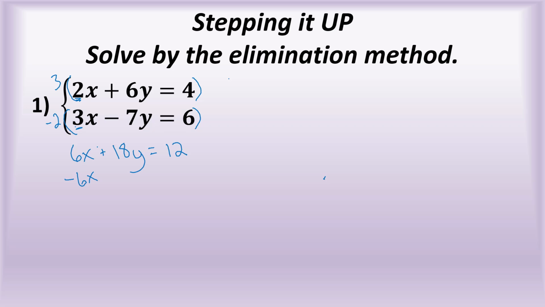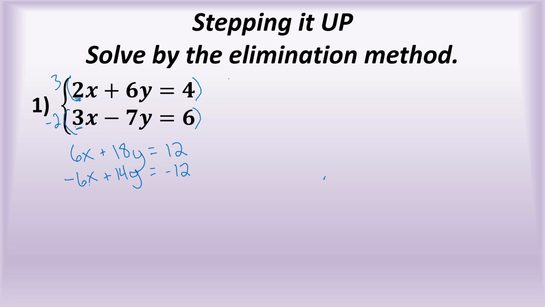Now we should see why I did that. Notice that I have a positive and its opposite coefficient here for the x's. So those are the terms that are going to eliminate. Yes, we still need to distribute the rest of these so we can find out the other values. Negative 2 times negative 7 is positive 14y equals negative 2 times 6 is negative 12.